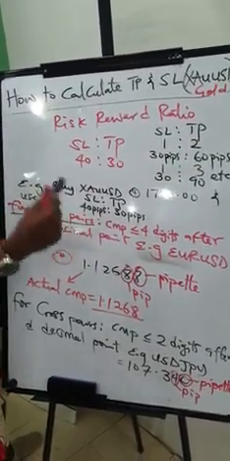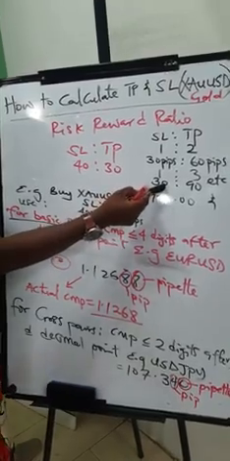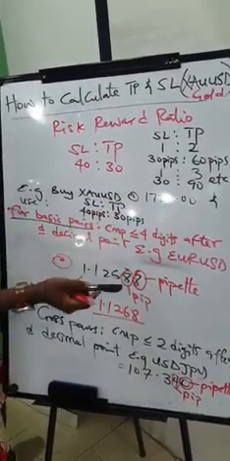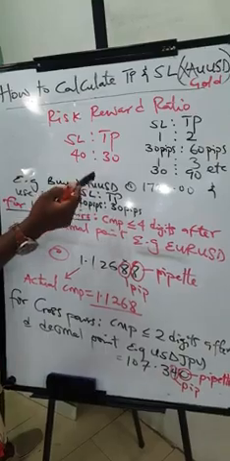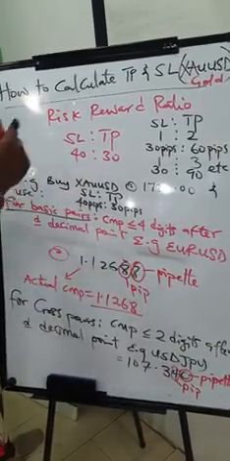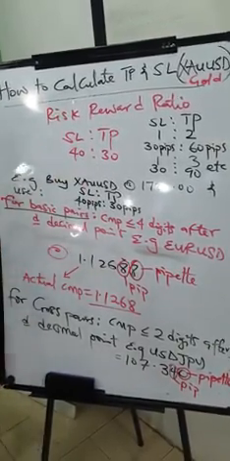Or you are the type that is a bit aggressive, you want to risk only 30 pips to get 90 pips. But professionals don't do all this. They try to risk more than what they want because they want to give room to the market to do its thing, like I said earlier.